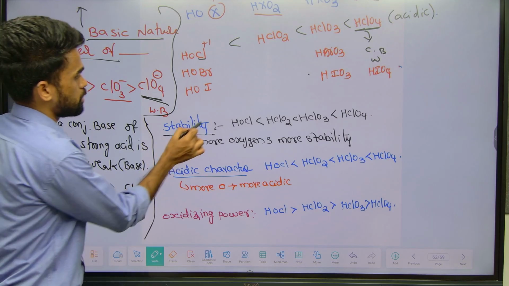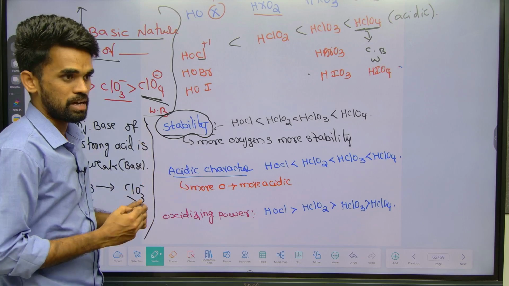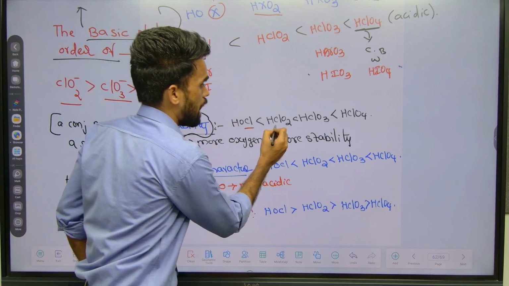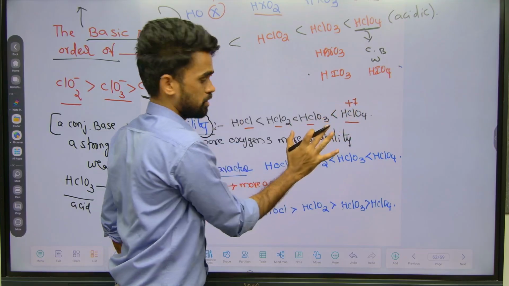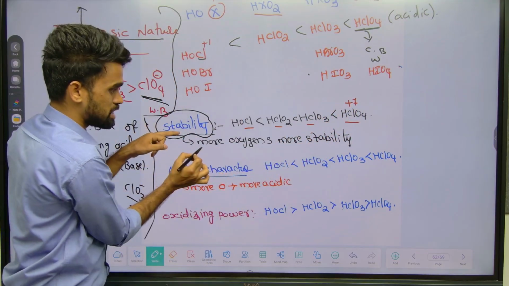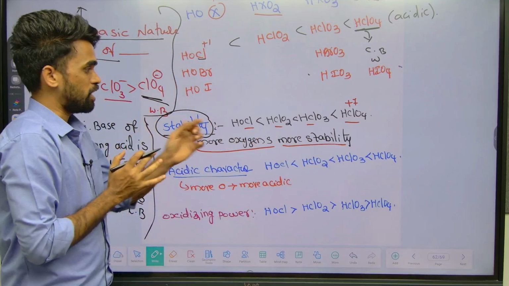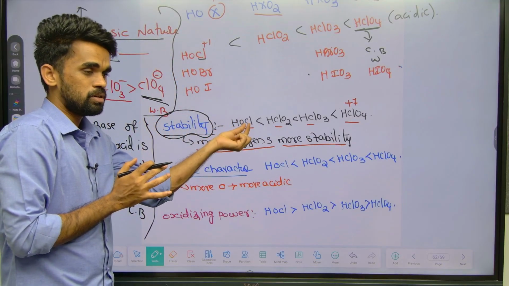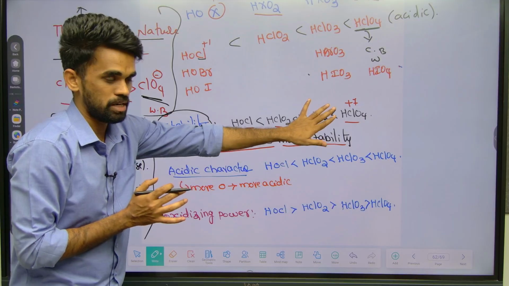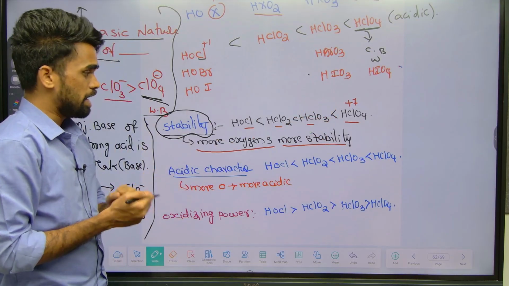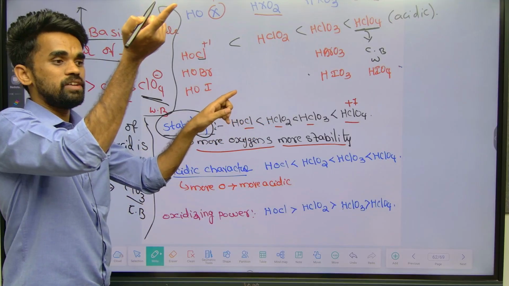Here is stability. All these oxoacids you are seeing now. So which is more stable, they will ask. See, for a particular halogen atom, higher the oxidation state, higher will be the stability. So just in simple words, more number of oxygens, more stability. For a particular halogen atom, more the number of oxygens, more is the stability. Remember like that.